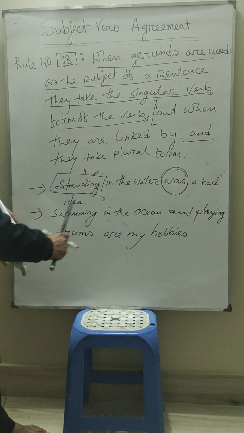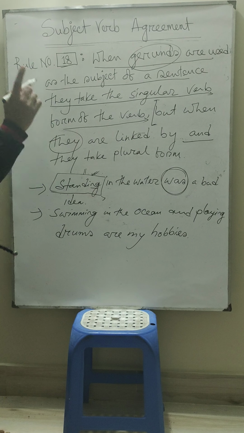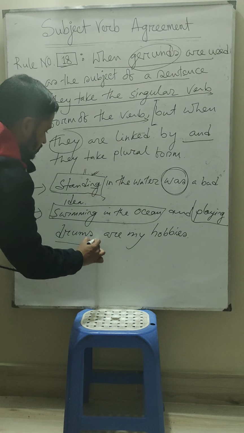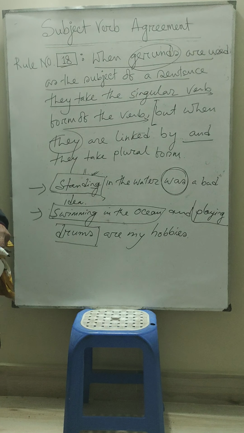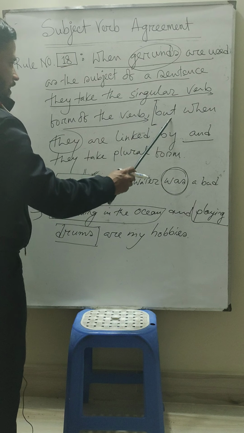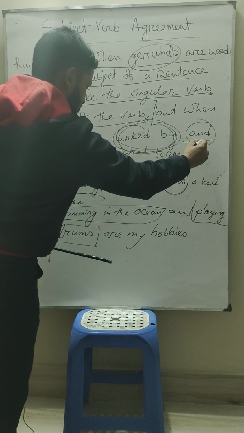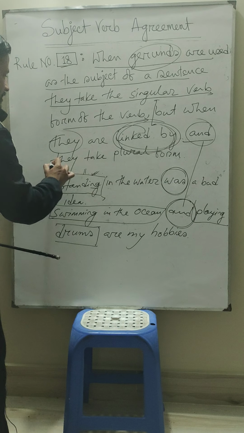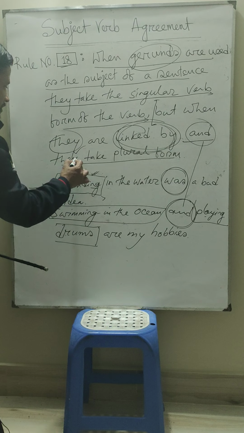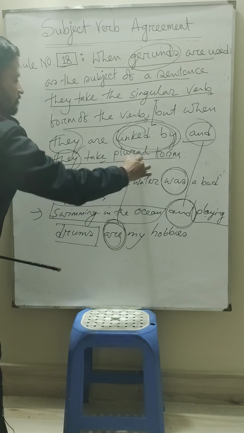But when they are linked, they means gerunds. How many gerunds? Two gerunds: swimming in the ocean and playing drums. Playing drums, that means musical instruments. When they are linked by and, they take the plural form. They means swimming in the ocean and playing drums, and that means they take the plural form.